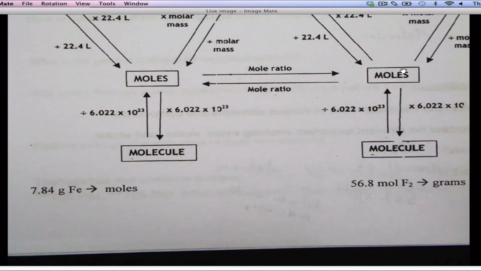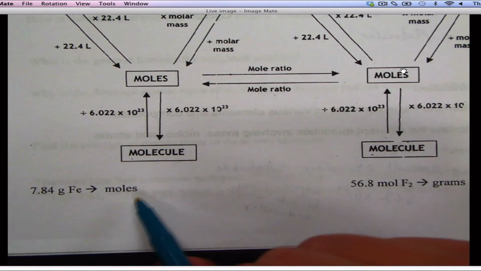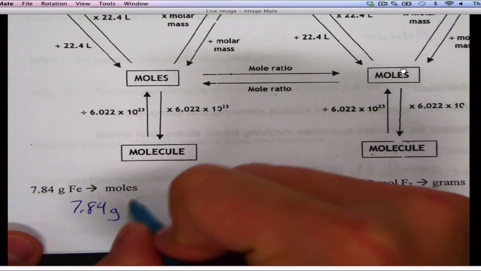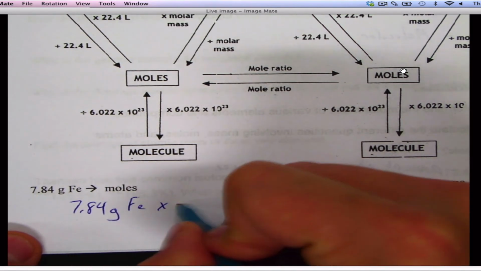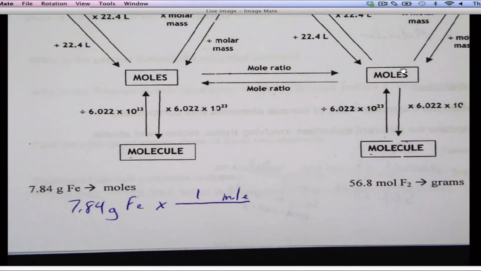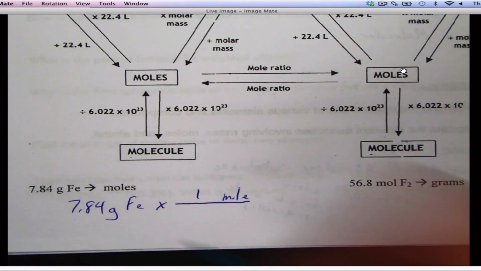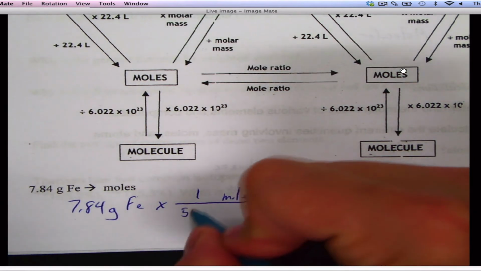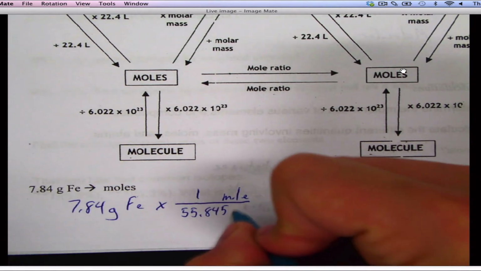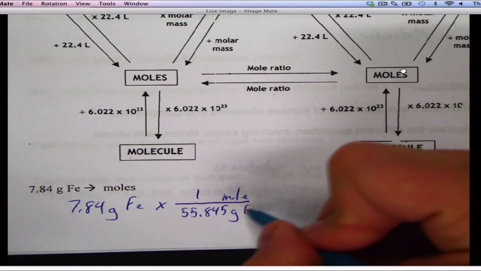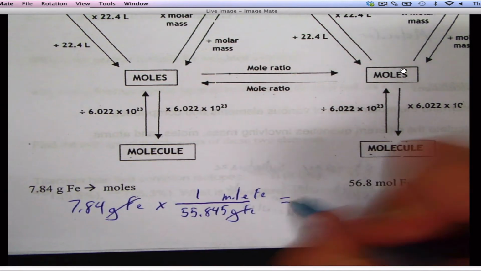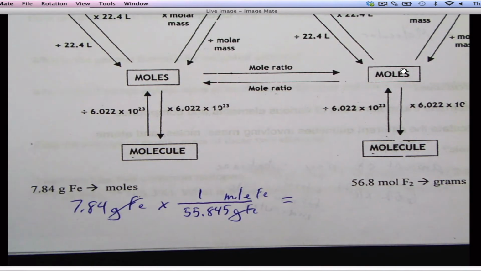We have 7.84 grams of iron, and we have to convert it to moles. So moles go on top. Here's my conversion. I look up what iron weighs on the periodic table, and iron weighs 55.845 grams. This is grams of iron on the bottom, and this is 1 mole of iron on top. So grams of iron cancels out. I pick up my calculator and do the calculation.